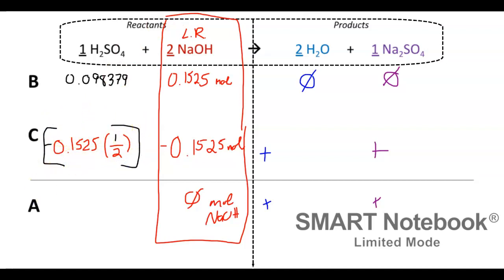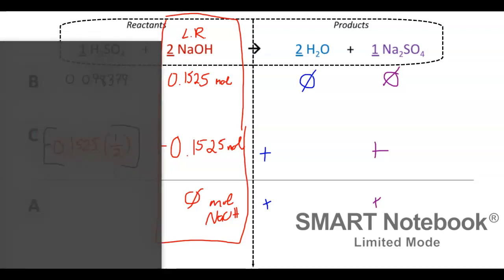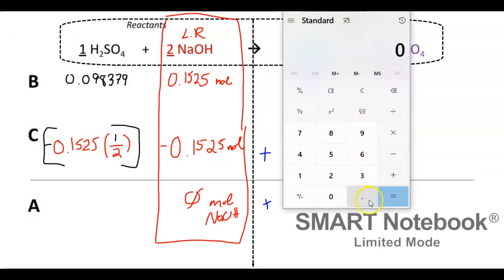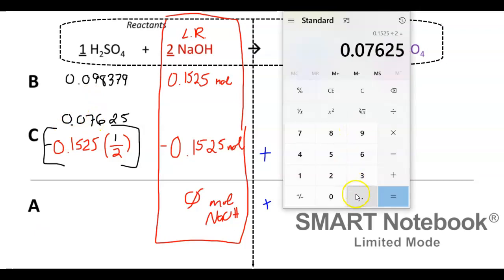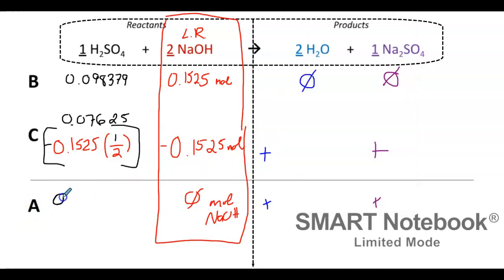Let's actually put this into a number so I don't make any silly mistakes with my calculator here. So we have 0.1525 divided by 2. I'm using up 0.07625 moles of that sulfuric acid, okay? Can I do this math problem without getting negative? Yes. So 0.098379 minus 0.07625 equals 0.022129.